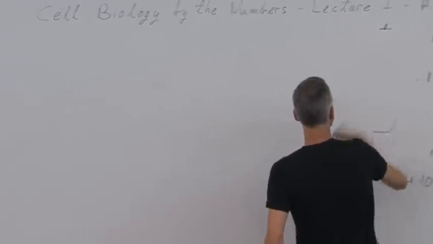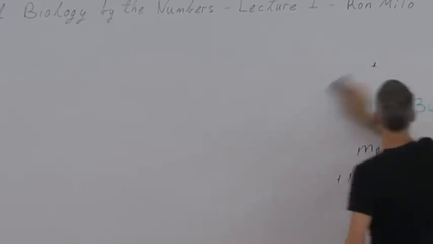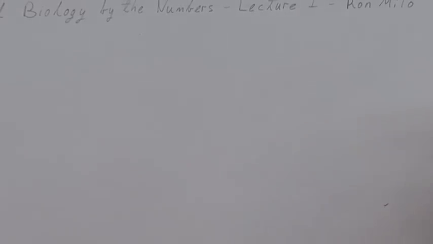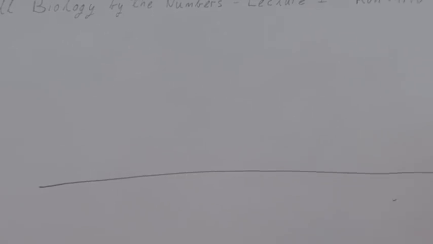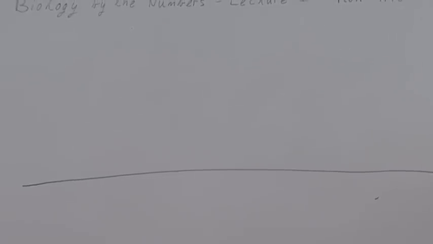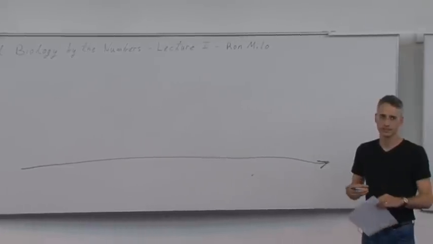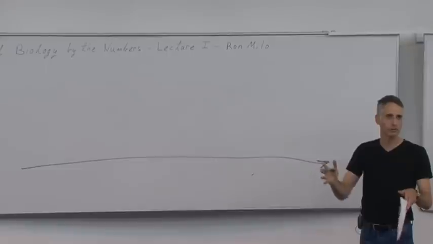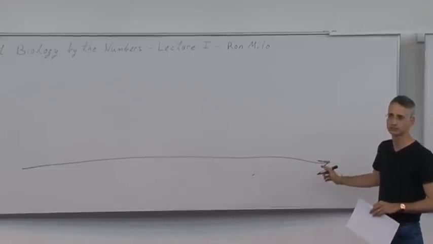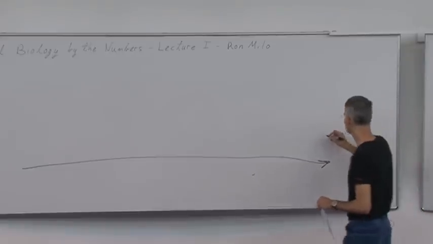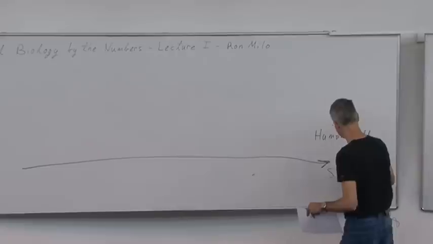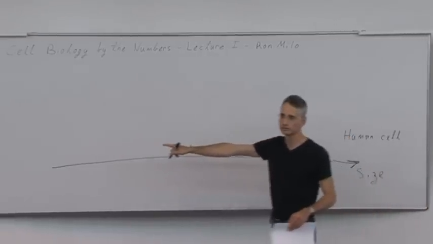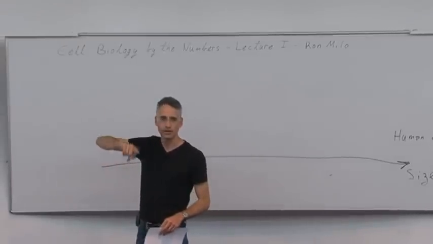What we'll be trying to do now is talk about sizes for a second. We'll try to make an axis where, on one hand, we'll have the biggest thing relevant to this course. Probably, let's take the blue whale of cells that we talked about before, a mammalian cell. So I'd like to put here something like a human cell. This would be size. What would we have on the other end? Virus, protein, atom.